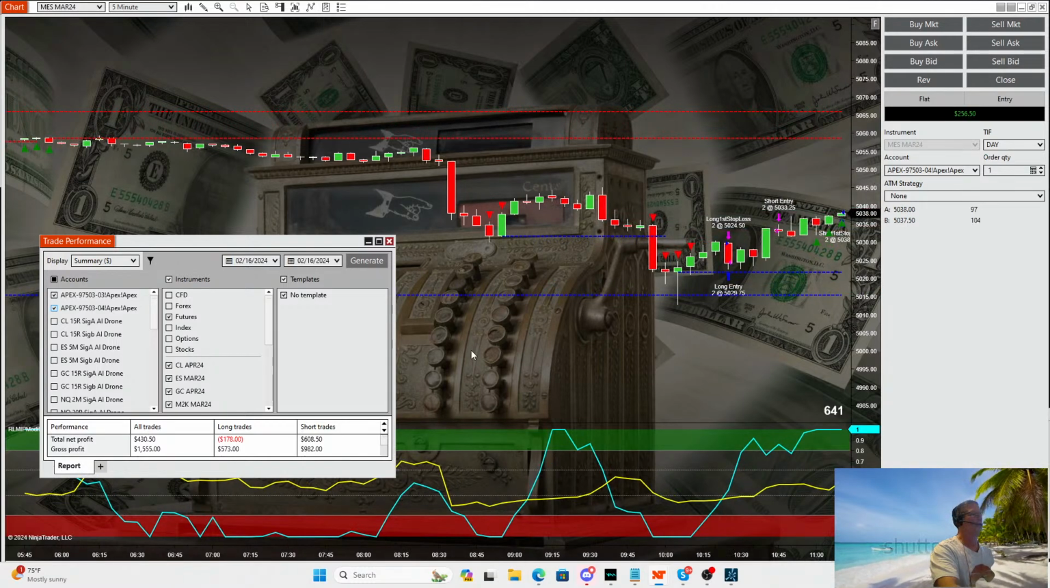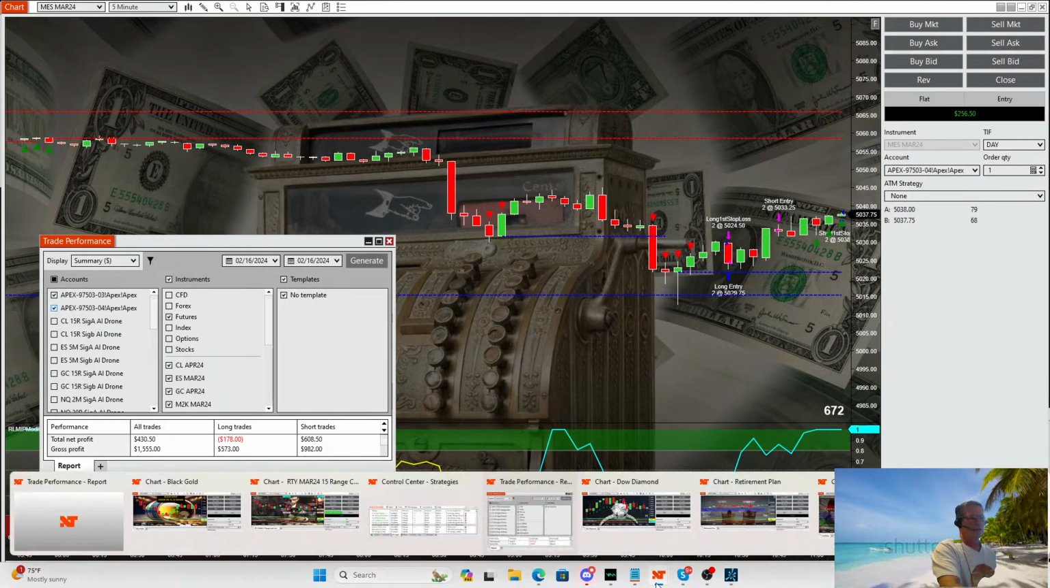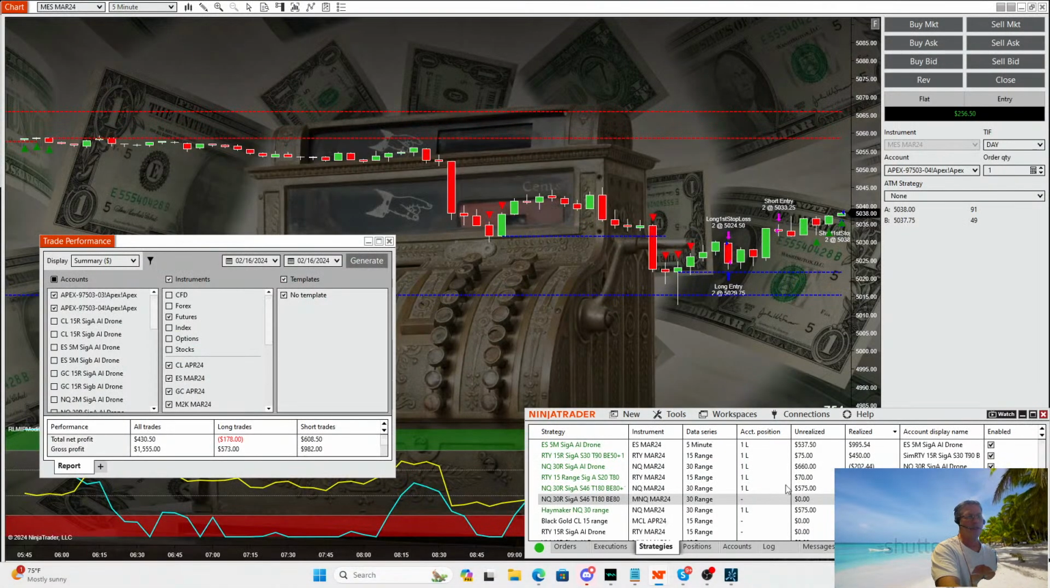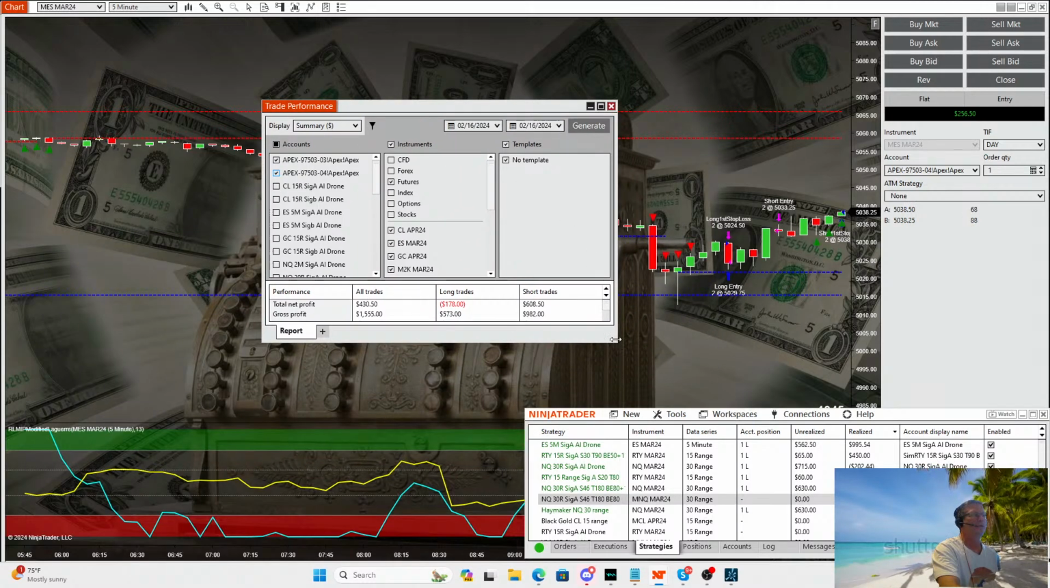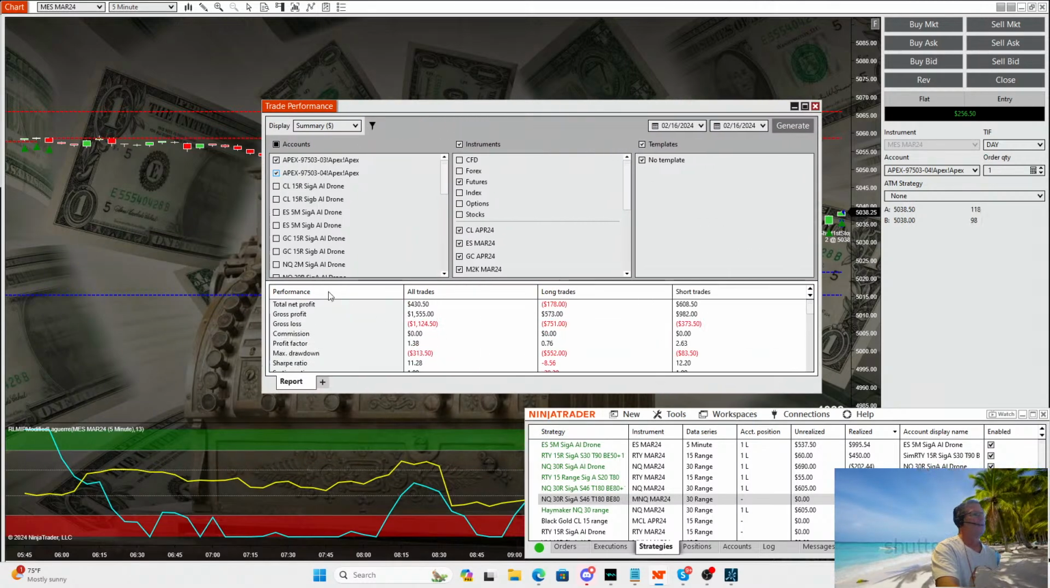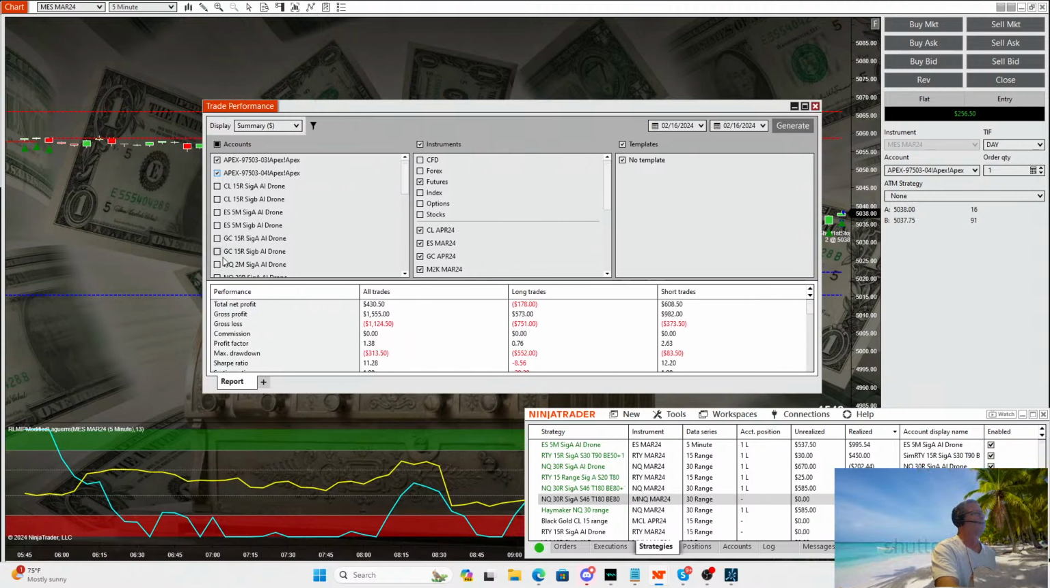Order filled. Okay, finally. So let's get out of that MES strategy. Okay, wonderful. Okay, so this is our P&L for the day that we just went over.